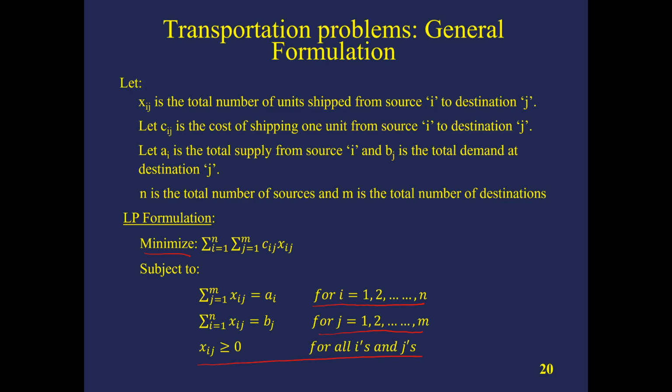Please note one thing: the number of sources and the number of destinations may be different. This was not the case with the earlier assignment problem, where the number of people and the number of jobs were equal. Here, the number of sources and number of destinations may vary.